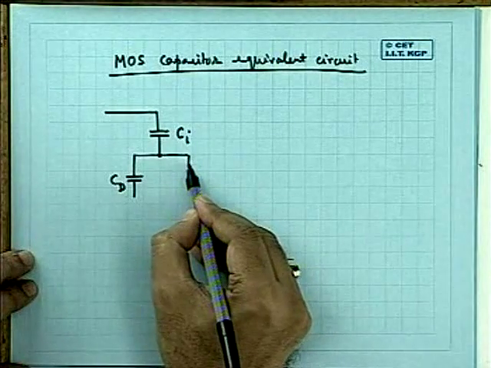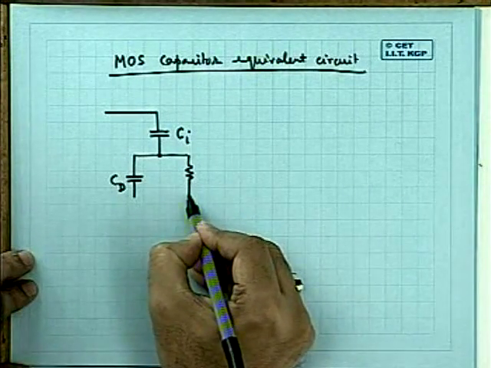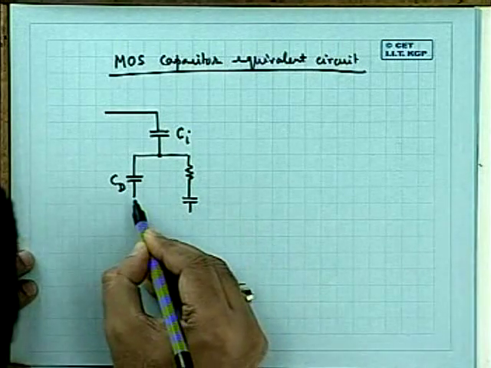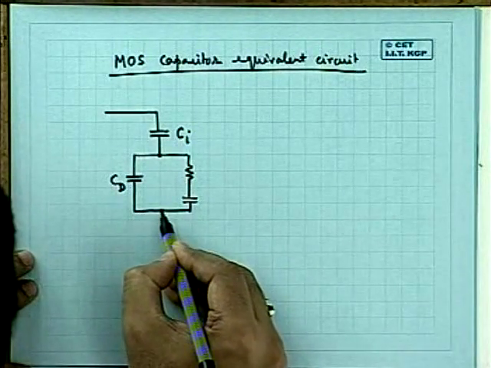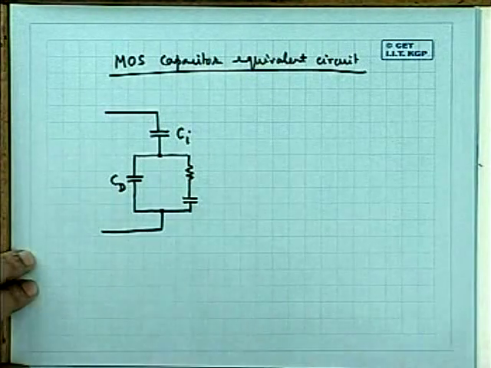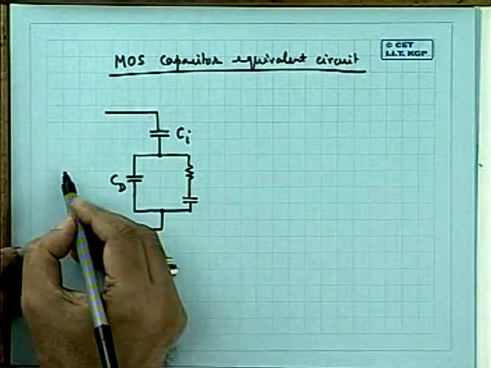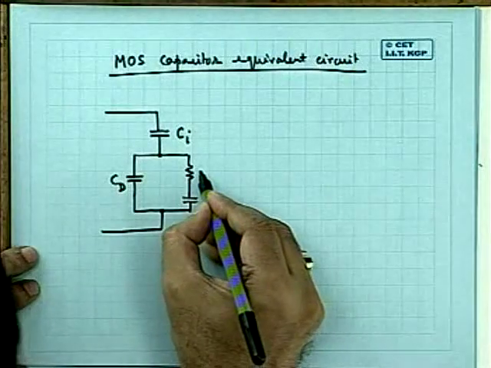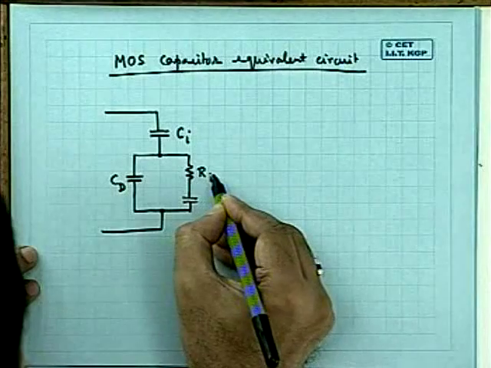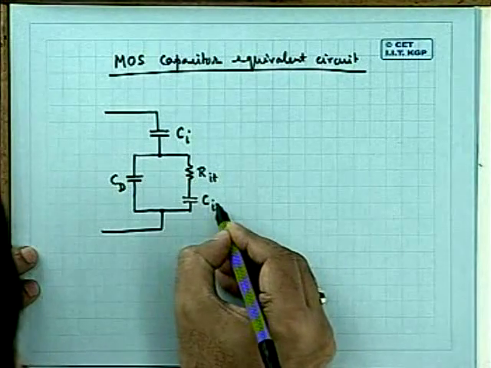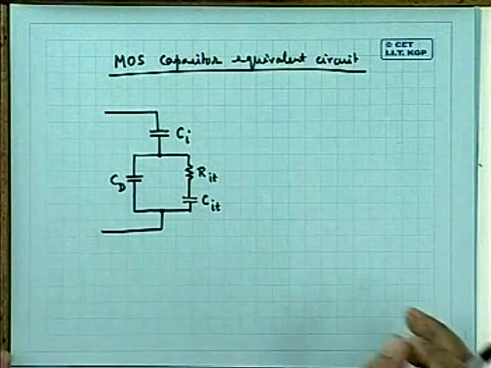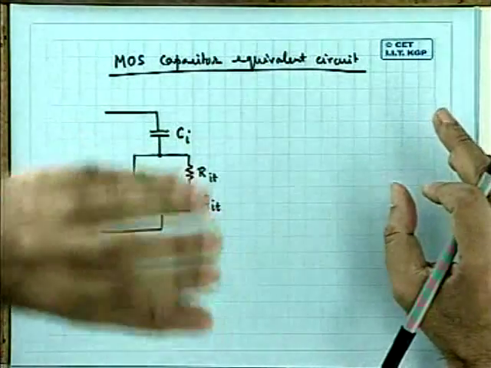But then, in shunt with CD, let me bring an R and a C. This is the typical MOS capacitor. This R I called RIT, and this C I called CIT. You know that the extra charge, QIT, will act as additional capacitance, and that additional capacitance must appear in parallel to CD, but in series with CI, definitely.